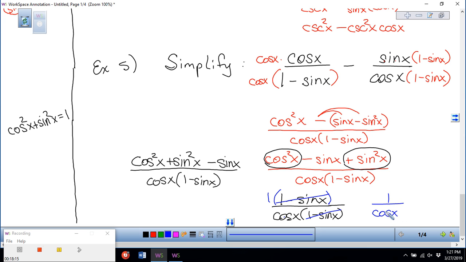So we have 1 divided by cosine of x, and from our identities we know that 1 divided by the cosine of x is equal to secant of x. So we have simplified our original expression, cosine of x divided by 1 minus sine of x minus sine of x divided by cosine of x, and we got it to the final answer of secant of x.